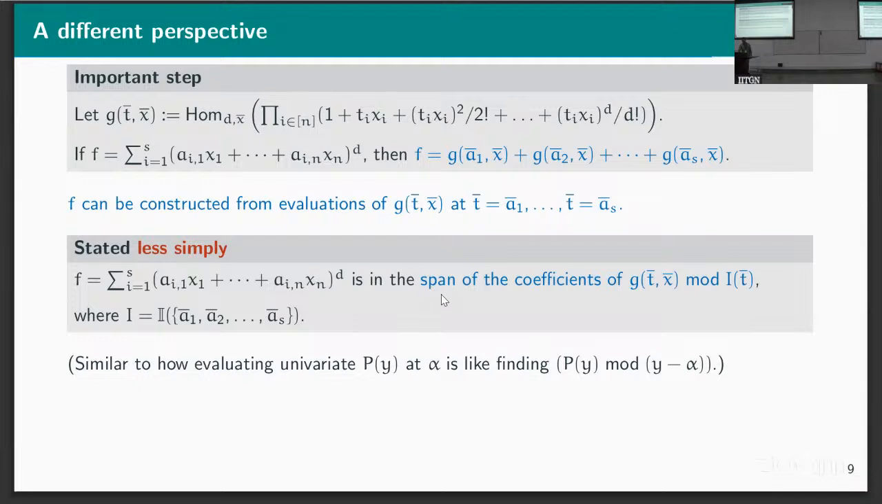So what do we have? If you look at this polynomial G that has been defined at the top, and you go modulo an ideal defined by the s points that were given by the decomposition as a sum of powers of linear forms, then you get a diagonal RABP for F. This is the statement that I want you to remember.